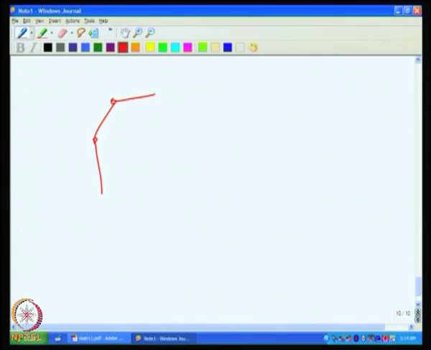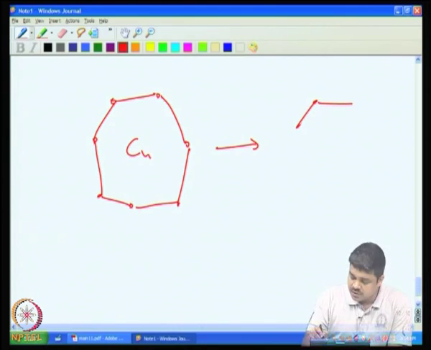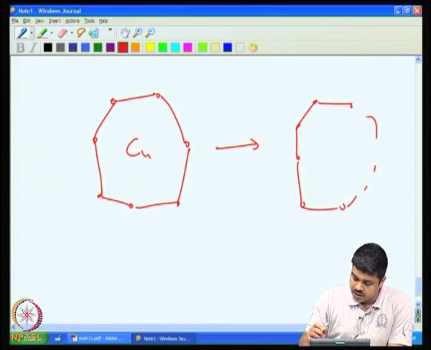So, what is good about the line graph construction? To understand the line graph, we can construct some simple examples. For instance, this is Cn, the cycle. What will be the line graph of this Cn? Of course, it will be Cn itself. If we work it out, you can see that the same cycle will come, right?